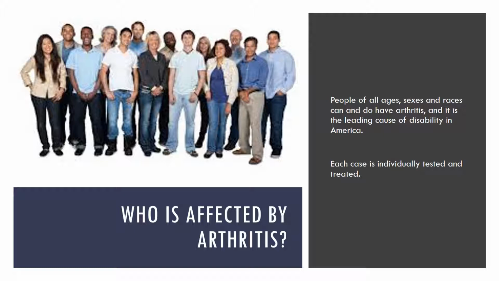Who is affected by arthritis? People of all ages, sexes, and races can and do have arthritis, and it is the leading cause of disability in America. Among adults in the United States, 18 years or older, about 23%, or almost 50 million people, have been diagnosed with arthritis. And the prevalence of arthritis, as the majority of the population gets older, is definitely going to increase for years to come.